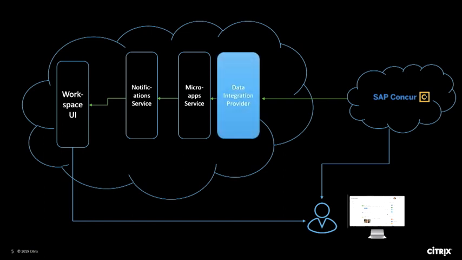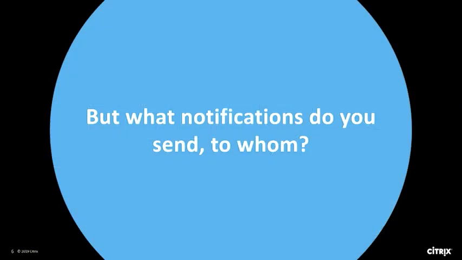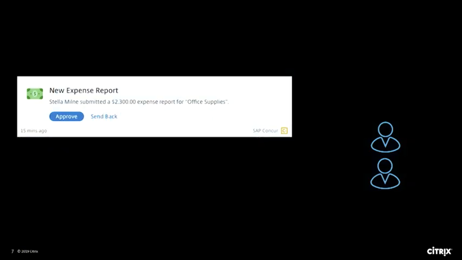So we have these services in Citrix Cloud, Microapp service, notification service, and we're going to bridge into Citrix Cloud with that data integration provider. And so the point here is a data integration provider speaks the API of the thing on the right such that the thing on the left can make those notifications. So the question you should now ask is, yes, but which notifications, and whom am I sending them to, and all that good stuff? So I'll give you a little example.